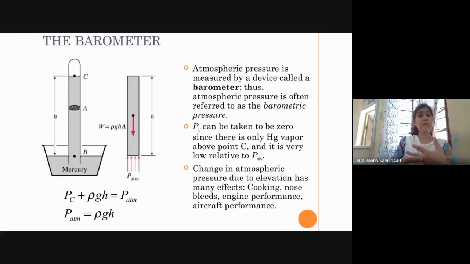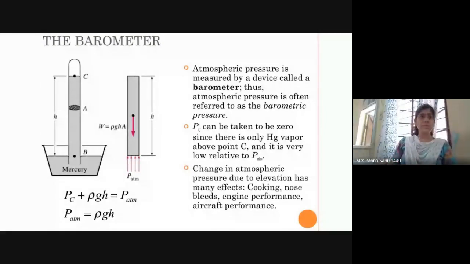Now coming to nose bleeds. When you go to high altitude, the nose vessels are not able to withstand the pressure difference with the outside of the body. That's another example. The difference between the blood pressure and the atmospheric pressure is larger at high altitudes, and in lower altitudes it is less. So there's no blood flow.